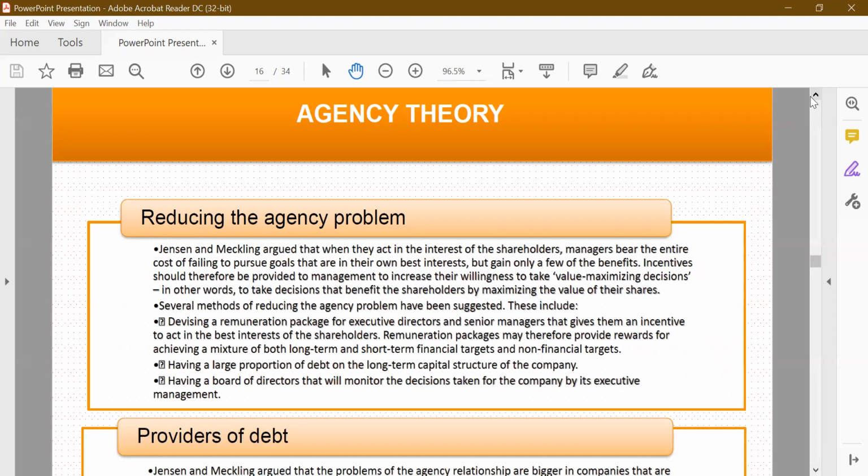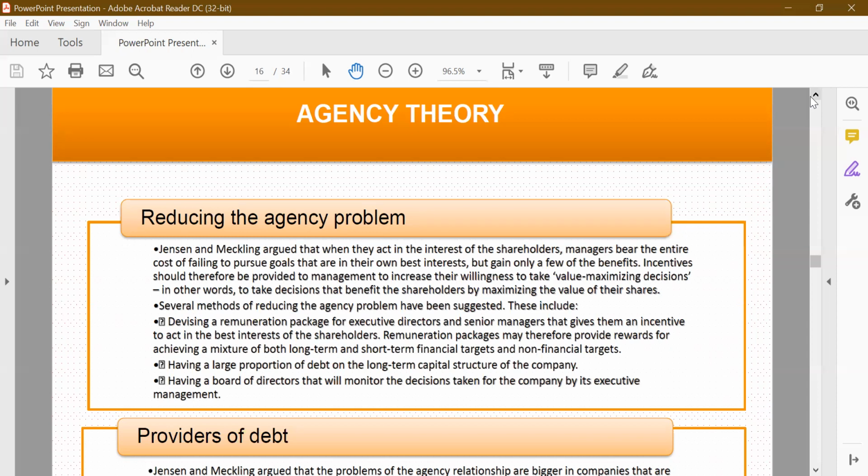Now, the main question on the table right now is, how do we reduce the agency problem? It's very, very key. Jensen and Meckling argue that when they act in the interest of the shareholders, managers bear the entire cost of failing to pursue goals that are in their own best interests.